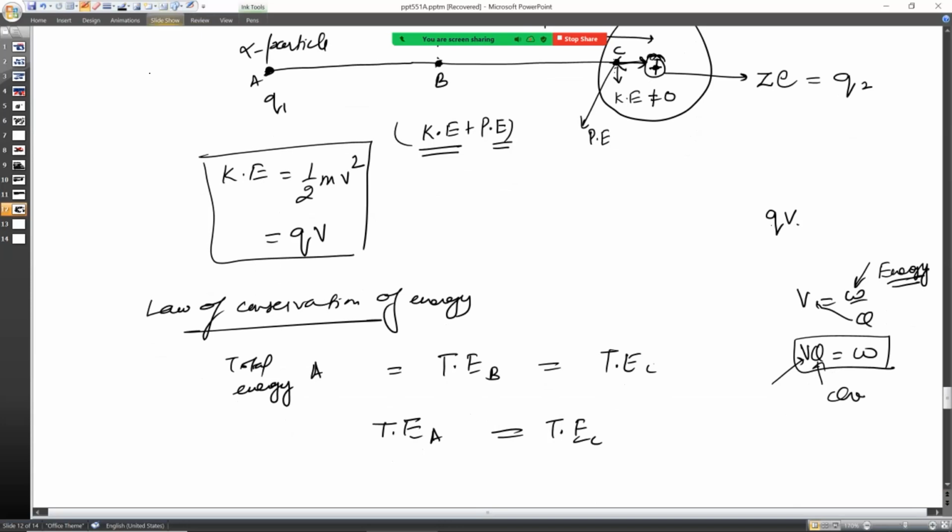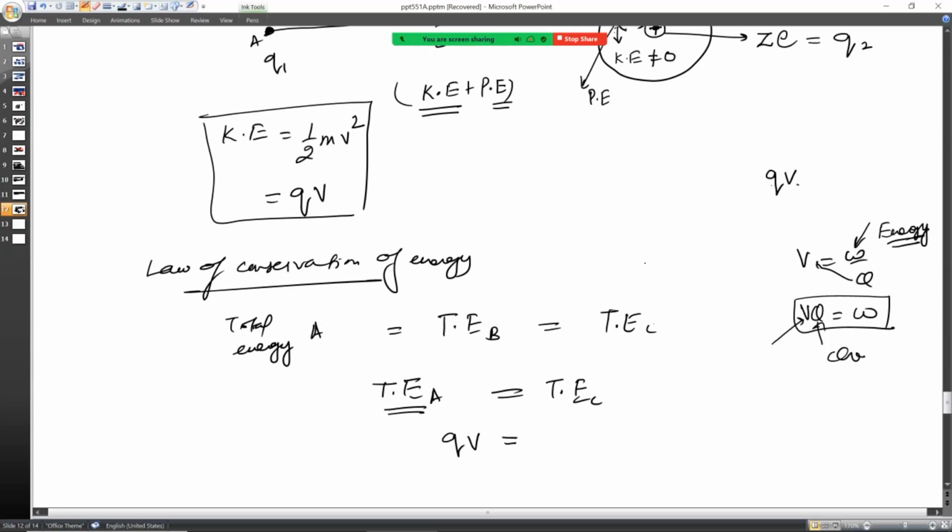Now, what is the total energy at point A? Total energy at point A will be QV, that is equal to Q into V, meaning charge times potential difference. What is the value of this charge and what is its potential difference? Okay.